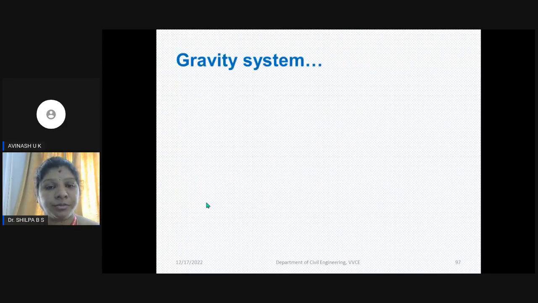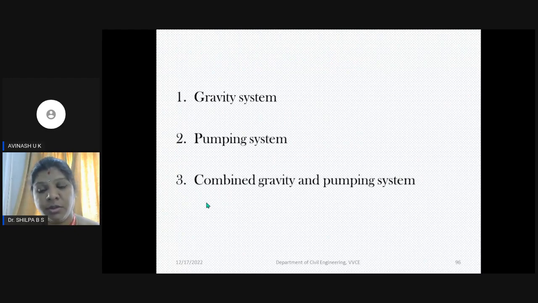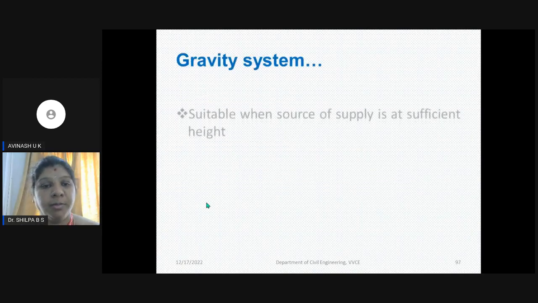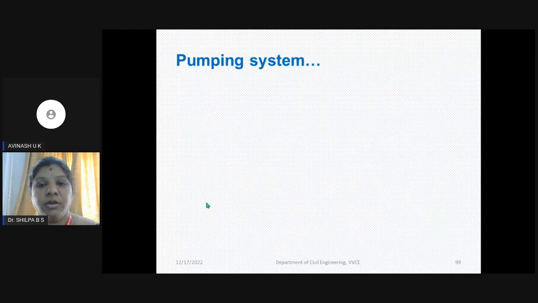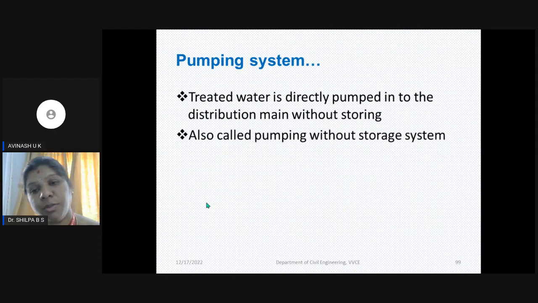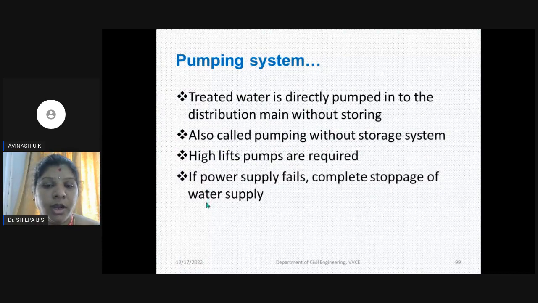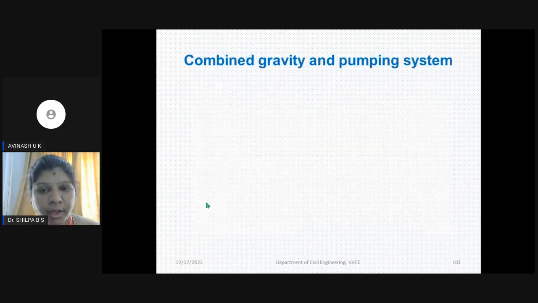So these are the systems that are employed: gravity system, pumping system, and combined gravity and pumping system. The gravity system is suitable only when the source of supply is at sufficient height, and it is the most reliable and economic distribution system. Whereas in the pumping system, treated water is directly pumped into the distribution main without any storing, and high lift pumps are required in this case. It is not commonly used because it won't be economical.